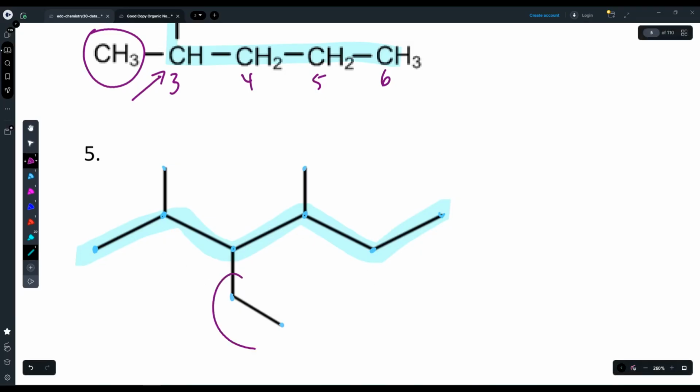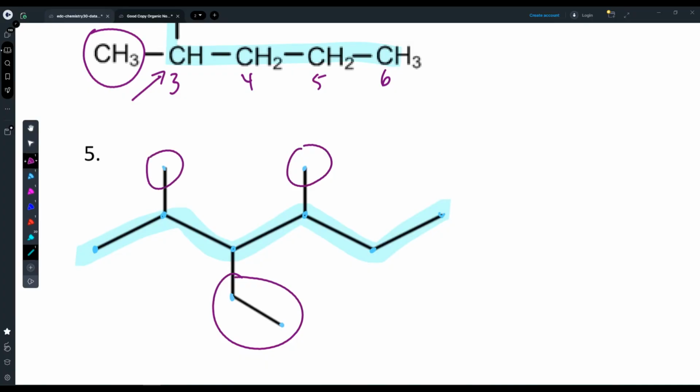Okay, now my branches are here. And I want to make sure when I number the carbons on my parent chain, I'm giving these branches the lowest numbers possible. So it would make sense to start counting from left and go right.